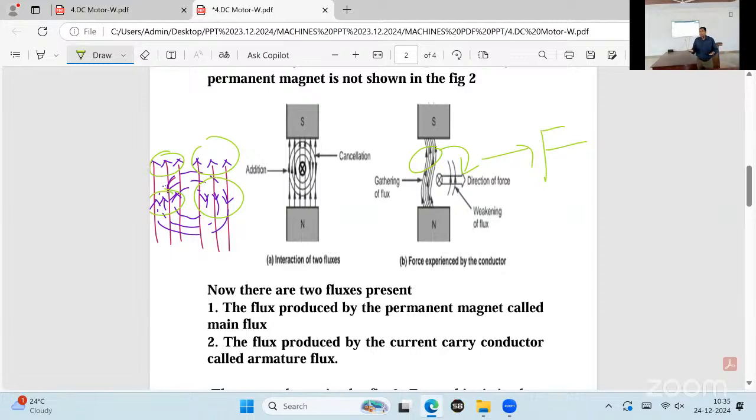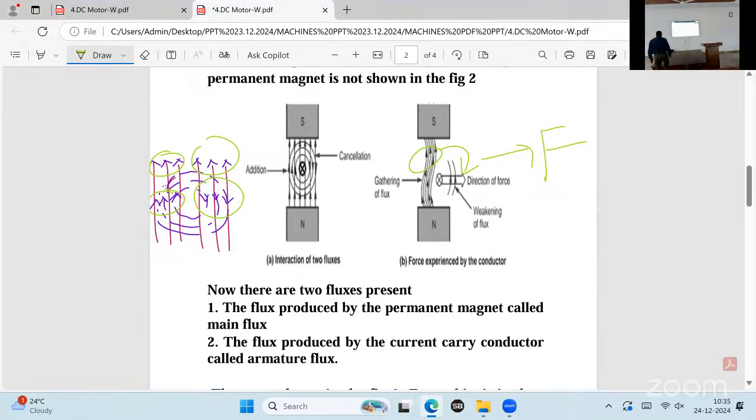But who will apply the force on the armature? The strong flux will apply force on the armature to rotate it. In this way, the armature will rotate.